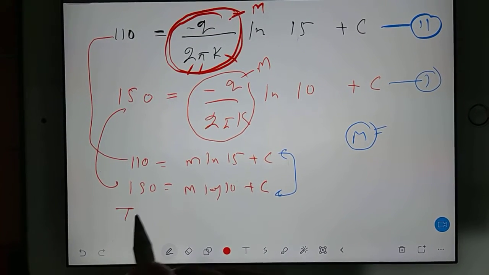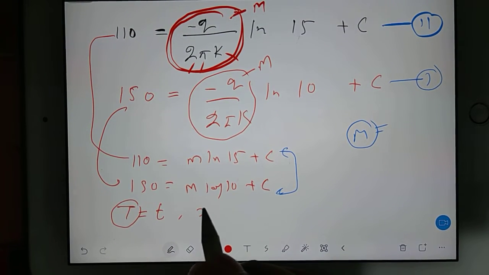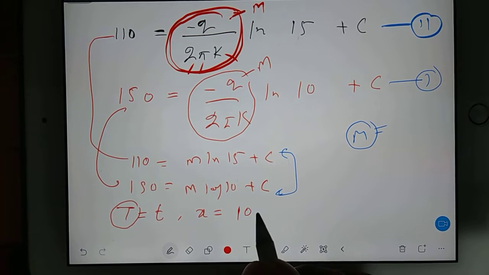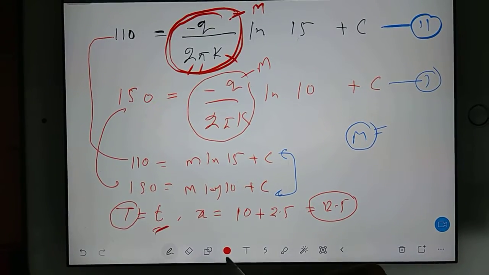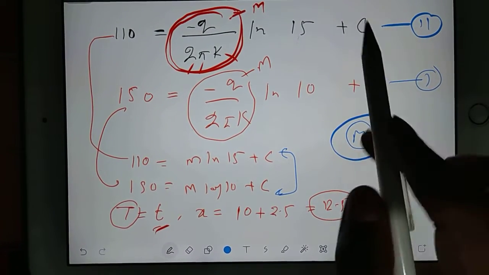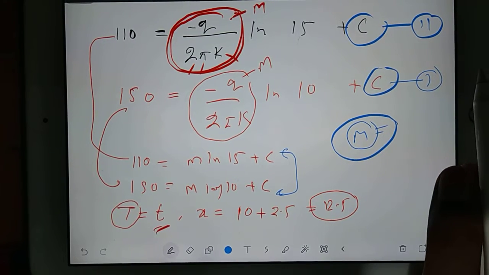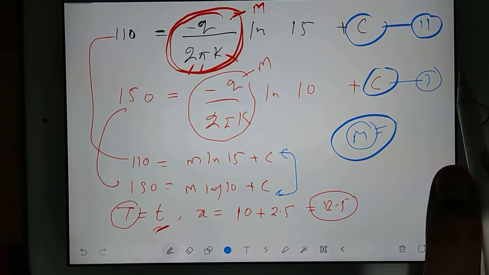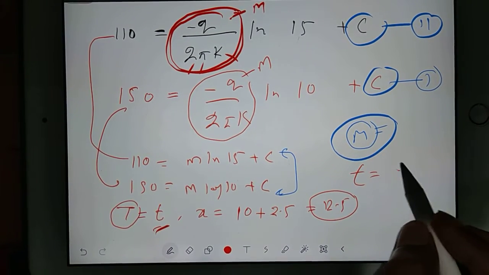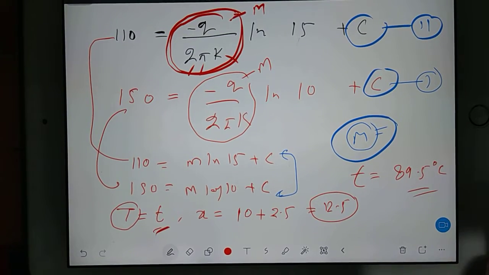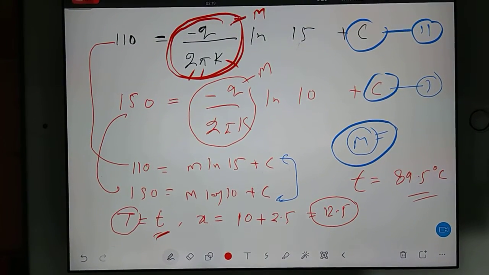Then they are asking what will be T value when your x is midway. Midway means 10 is the radius, inner radius, plus 2.5 extra means 12.5. For this 12.5 you have to find out your T value. So for that m value should be known and c value also should be known, right? So that's all. You find out the T value, and your answer should come as 89.5 degrees Celsius. Solve that and get the answer.